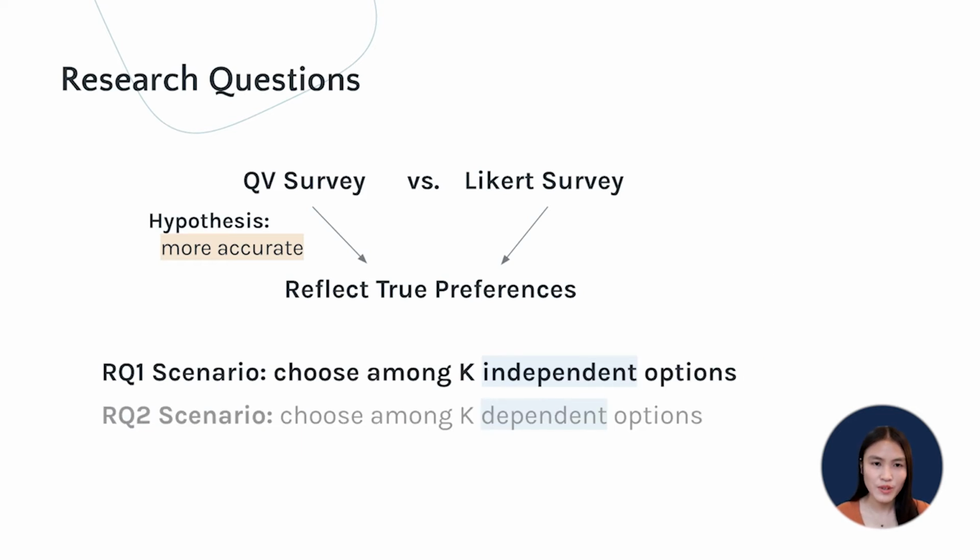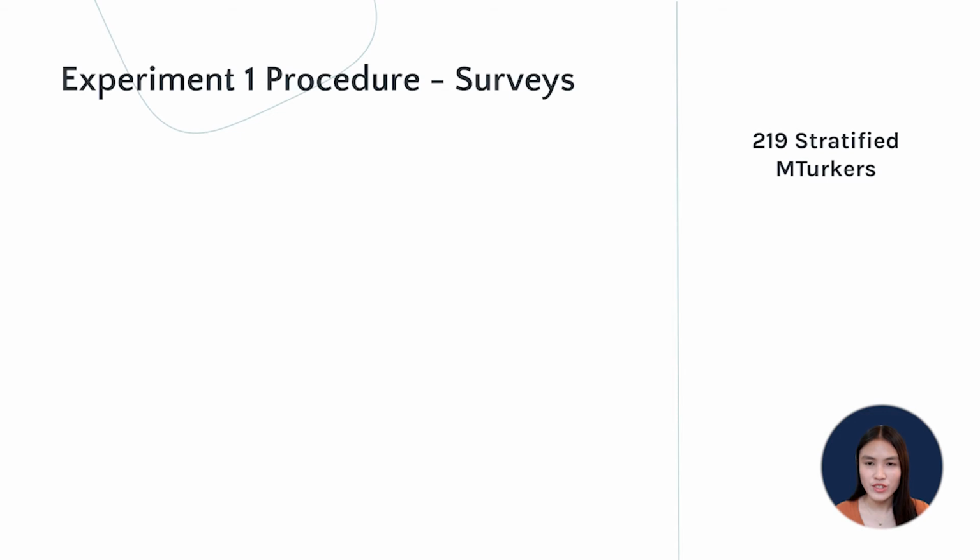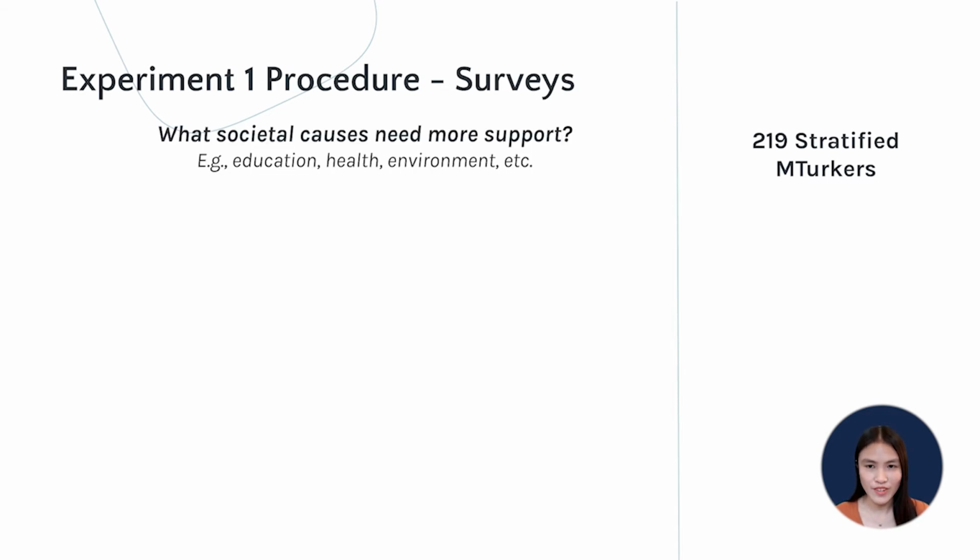In the interest of time, we focus on our first experiment on choosing among k independent options in this talk. In this experiment, we also test if giving people a different budget of credits affects the survey accuracy. The first experiment has a stratified sample of 219 participants on mTurk. We designed a public policy survey about which of the 9 independent societal causes need more support.